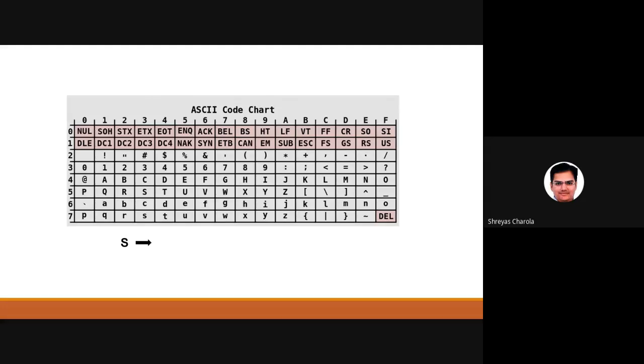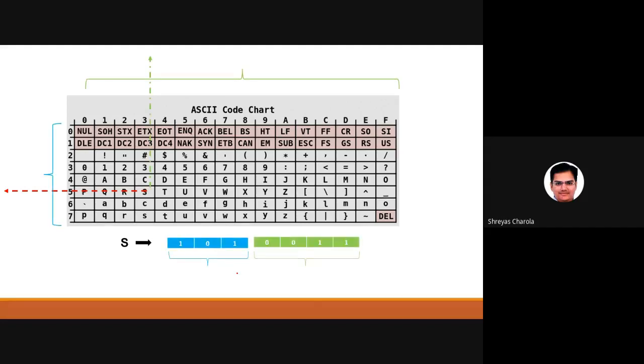Good, Breeze. You say it is 1010011. Okay, let me check. So S5, you write it as 101. Good. If it is this one, 0011, that is what you wrote. Good. So this is how we can convert any ASCII character from an ASCII code chart into a binary number.